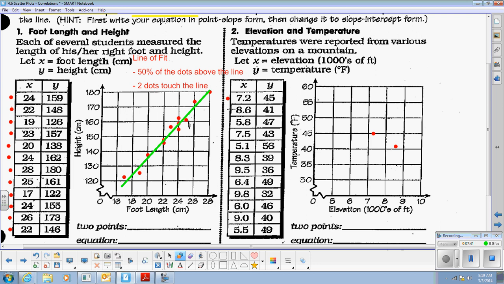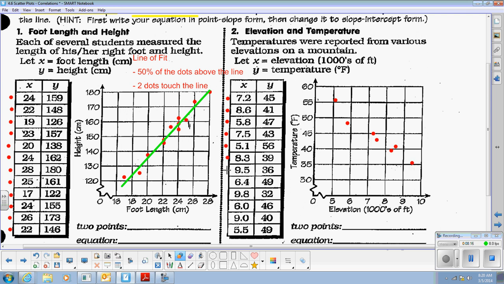Oops, got to put my dots to keep track of where I'm at. 5.8 and 47. Give me about there. 7.5 and 43. 5.1 and 56, so 5.1, 56 is up here. 8.3 and 39 is right next to that line. 9.5 and 36, so maybe just barely above the line.